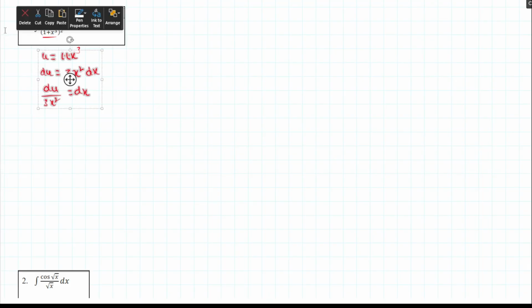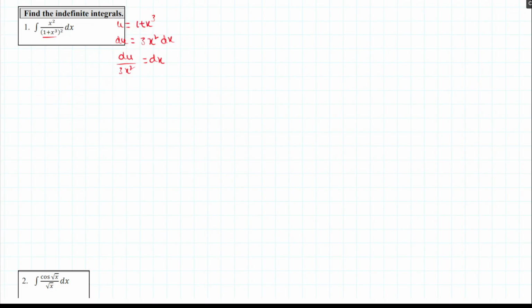Let's keep it aside. Now this integral becomes the integral of x square, and 1 plus x cube can be written as u whole square, and dx can be written as du over 3x square. Now this x square and x square get cancelled. Here 1/3 is there, so the 1/3 can be factored out from the integral, and this is 1 over u square. This can be written as u power negative 2 du, with the 1/3.